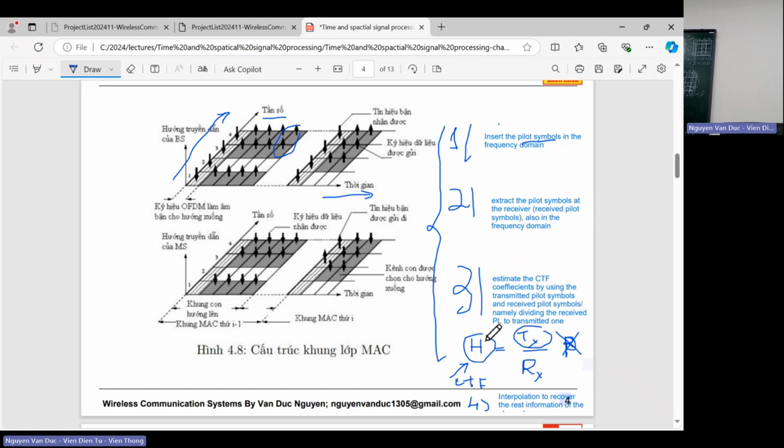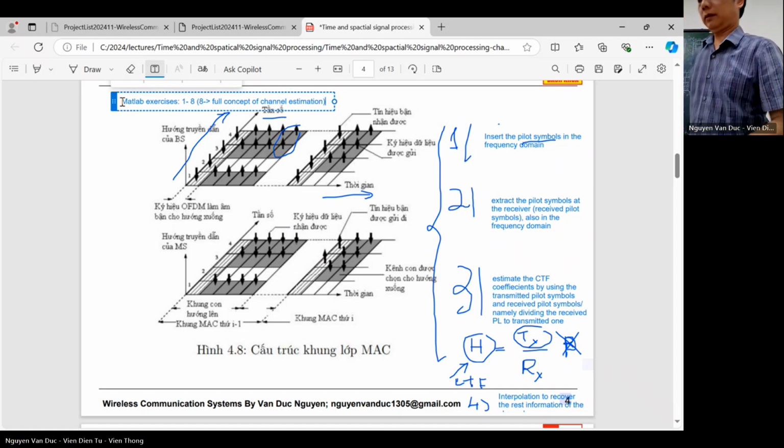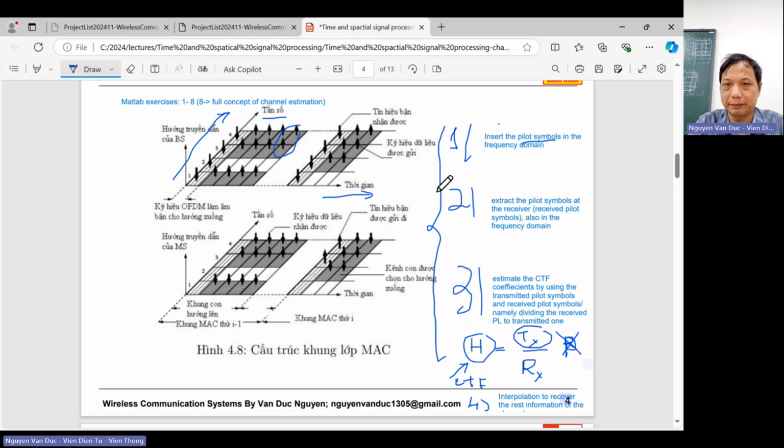I want you to work on the MATLAB exercise. Please work on the MATLAB exercises number 1 to 8. If you work through number 8, you will understand fully the concept of channel estimation. So there are a couple of exercises I would like you to work on. Very good question. So I'm talking about these 3 steps. Later on, I will discuss the 4th step about the interpolation.